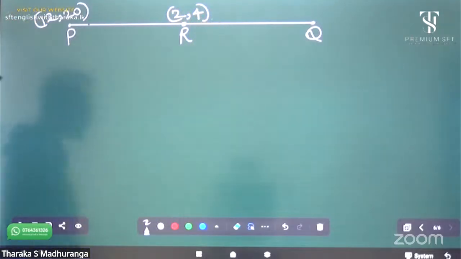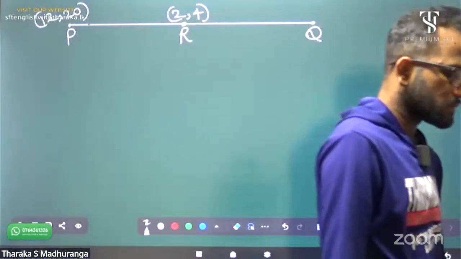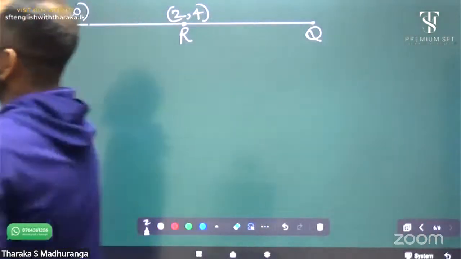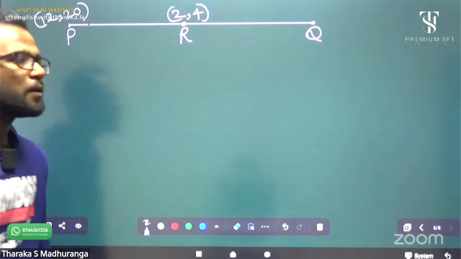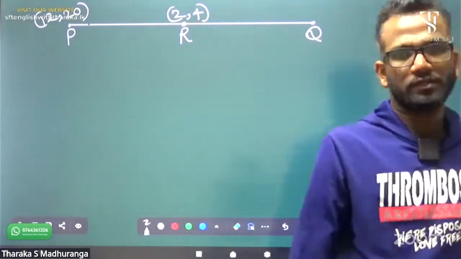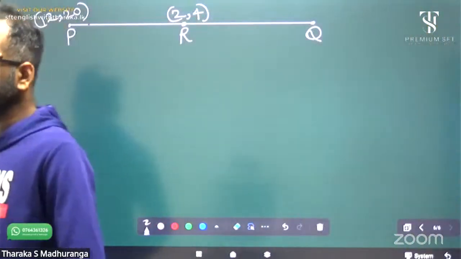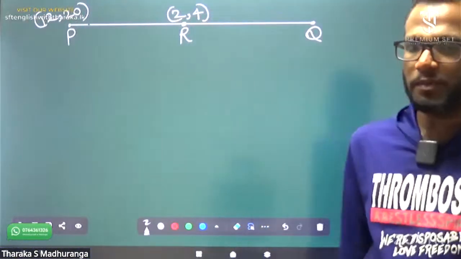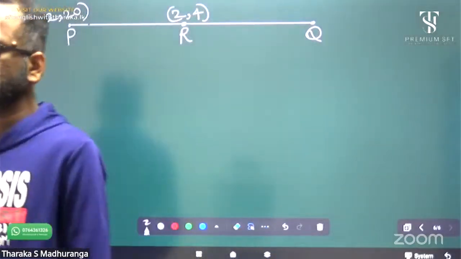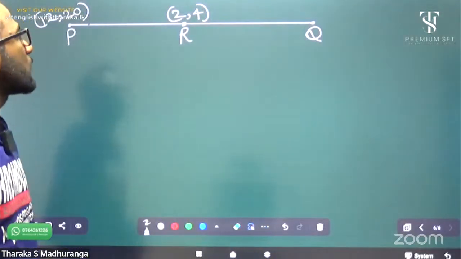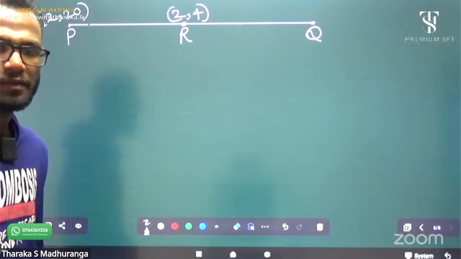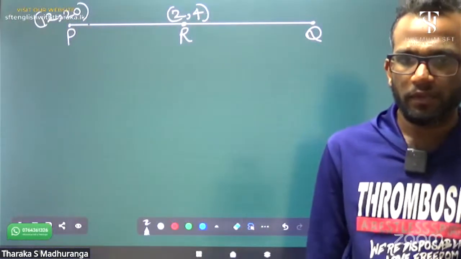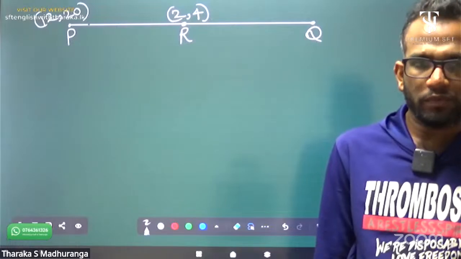Okay, write down the question. The R is the midpoint of the PQ straight line. Calculate the coordinates of Q.